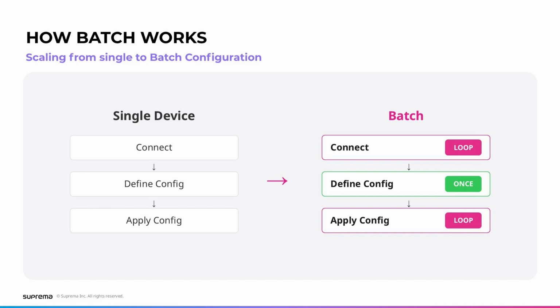Connect becomes a loop. We connect to each device one by one. Define config stays as once. We create the configuration structure just one time. Apply config becomes a loop. We send that same configuration to every connected device. The key insight is that the configuration is defined once and applied many times. There's no special batch API.